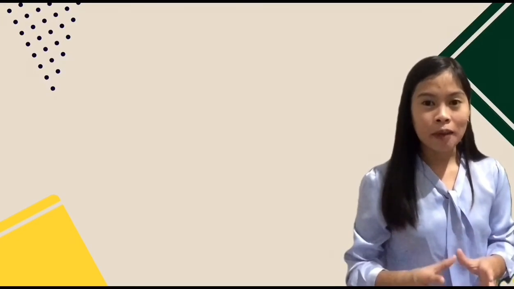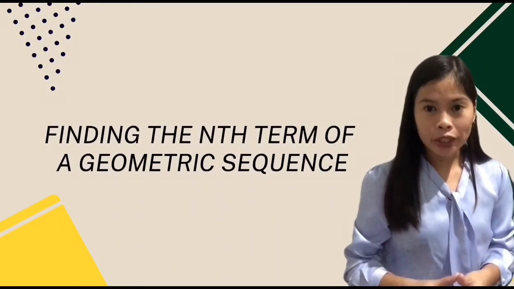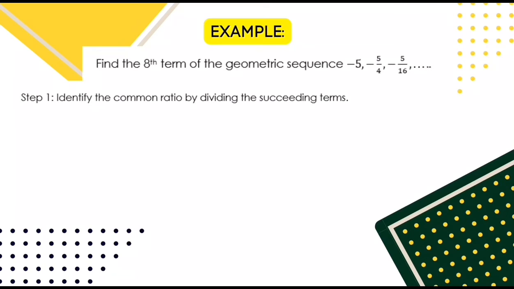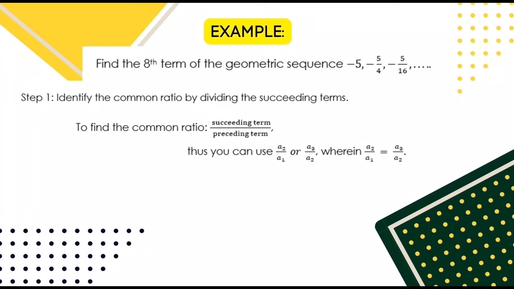At this point, let's level up your understanding. Let's level up the concept by finding the nth term of the geometric sequence. Specifically, let's find the 8th term of the geometric sequence negative 5, negative 5 over 4, negative 5 over 16, and so on. Again, for step 1, identify the common ratio. To find the common ratio, succeeding term over preceding term. Thus, we can use a sub 2 over a sub 1 or a sub 3 over a sub 2. We can also have a sub 4 or a sub 3 depending on our given. In this case, let's now use a sub 2 over a sub 1.